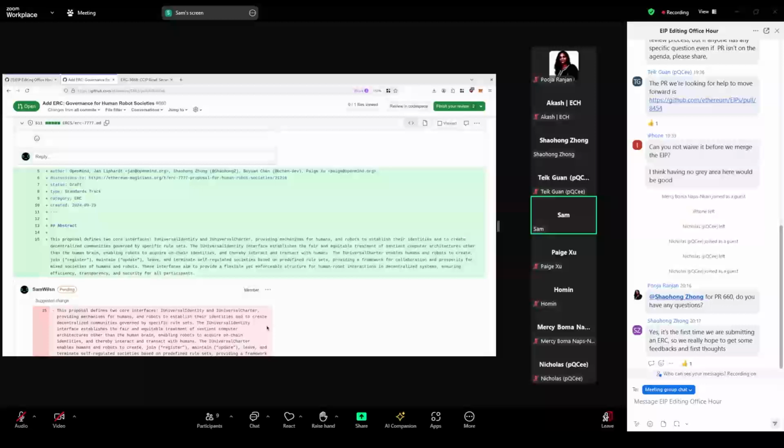The universal charter enables humans and robots to create, join, maintain, update, leave, and then terminate self-regulated societies based on predefined rule sets, providing a framework for collaboration and prosperity for mixed societies of humans and robots. This interface aims to provide a flexible yet enforceable structure for human-robot interactions in decentralized systems. Yeah, it's a good abstract.